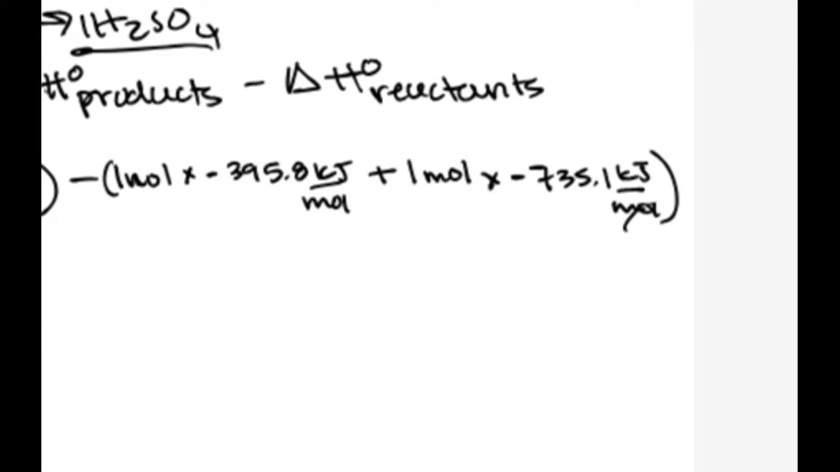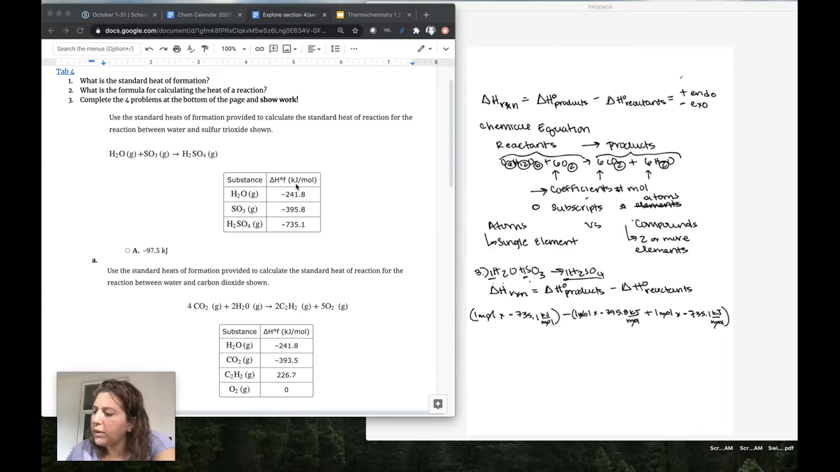All right, so moles are going to cancel out. We're going to be left with kilojoules. And once I plug that into my calculator, the final number that I get is actually negative 97.5 kilojoules. Okay, so that's my final answer for that.